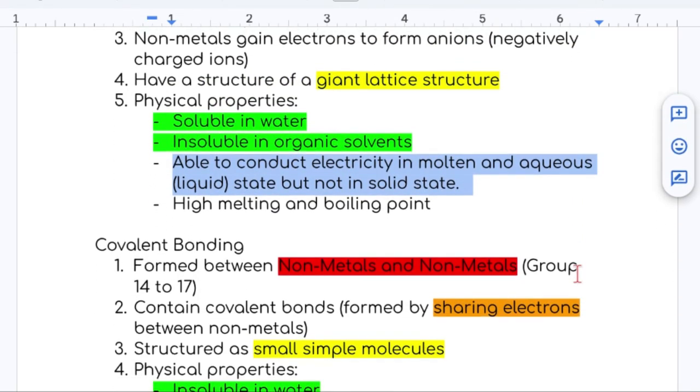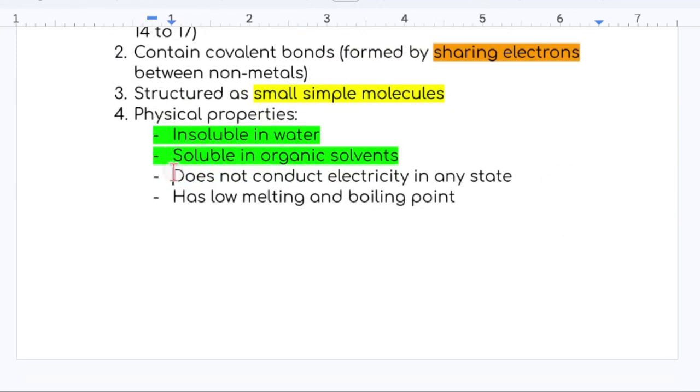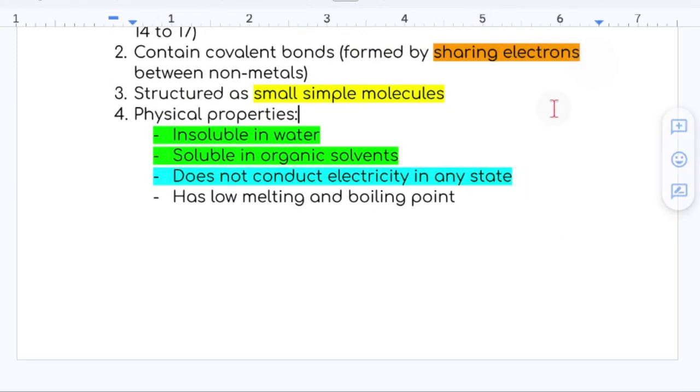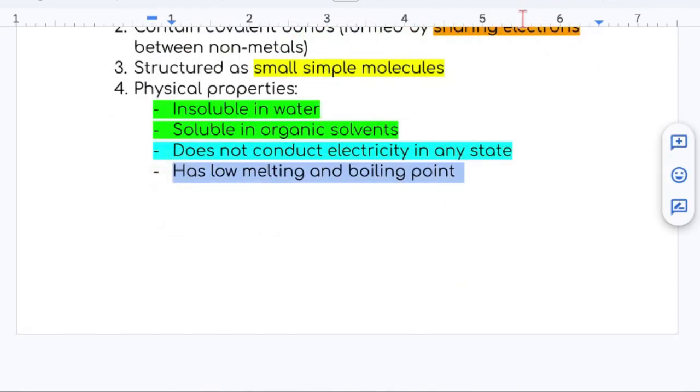For conducting electricity, they are both the same in the solid state. But for ionic, in the liquid state it is able to conduct electricity, and covalent is not able to conduct electricity in any state. Then high melting and boiling point: ionic has a high melting and boiling point, and covalent here has a low one.